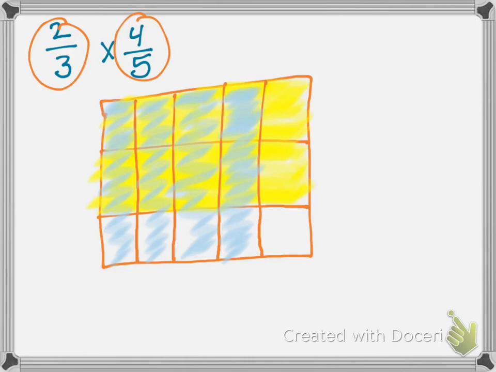Now what you want to do is see what our denominator is. How many sections do we have? 1, 2, 3, 4, 5, 6, 7, 8, 9, 10, 11, 12, 13, 14, 15. And how many are colored in with both? 1, 2, 3, 4, 5, 6, 7, 8. So then the answer would be 8/15, and we cannot simplify that.